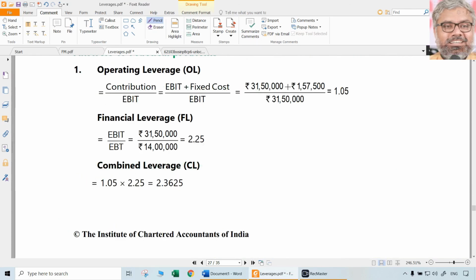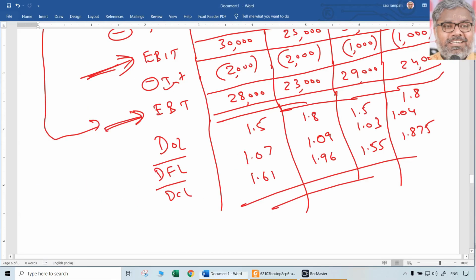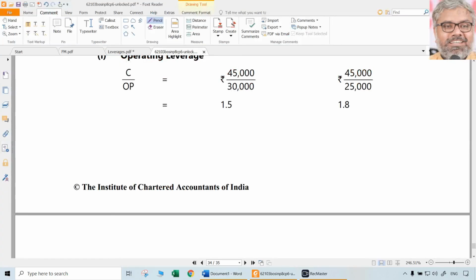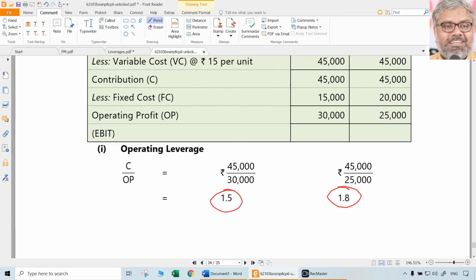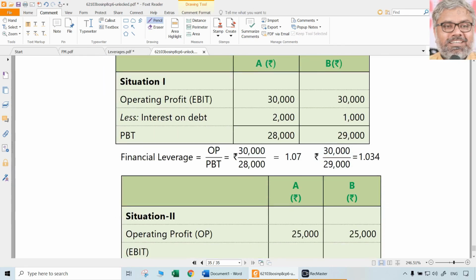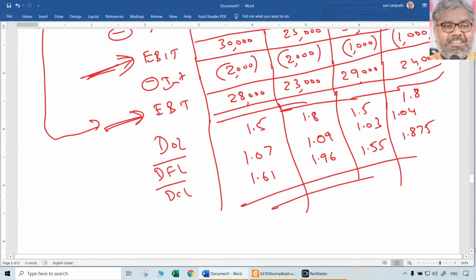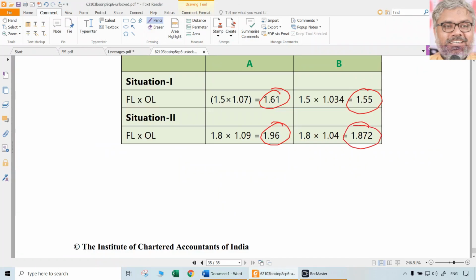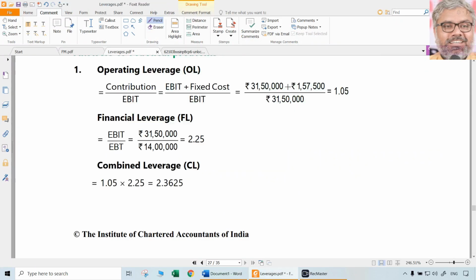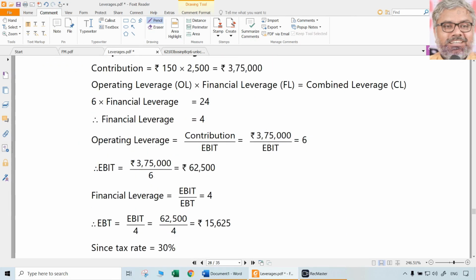So final answer for degree of operating leverage and financial leverage and combined leverages will be this. So 1.5, 1.8, that is first situations. Then financial leverages will also be different. Combined leverages are also different. So combined leverages, if you look at, everything will be clear. So 1.61, 1.96, 1.55 and 1.87 approximately. Got it. So that is the computational aspects of leverages.